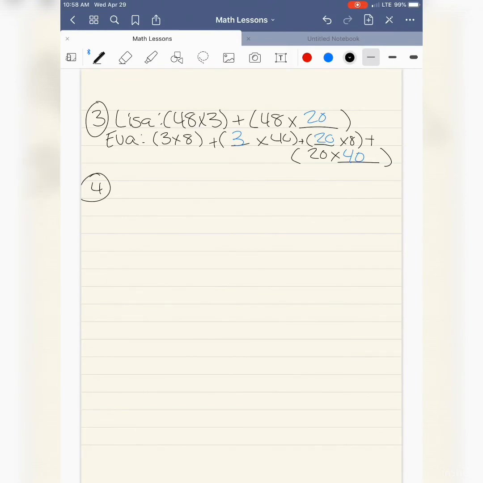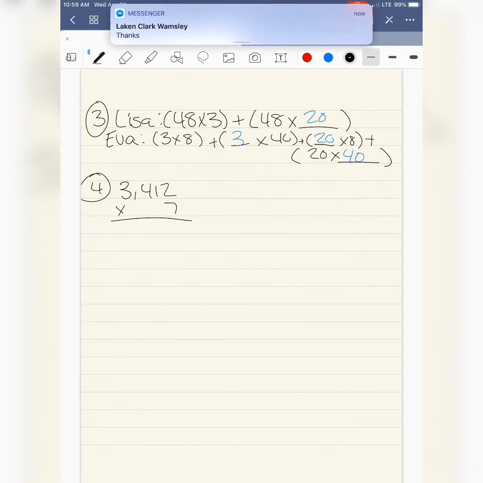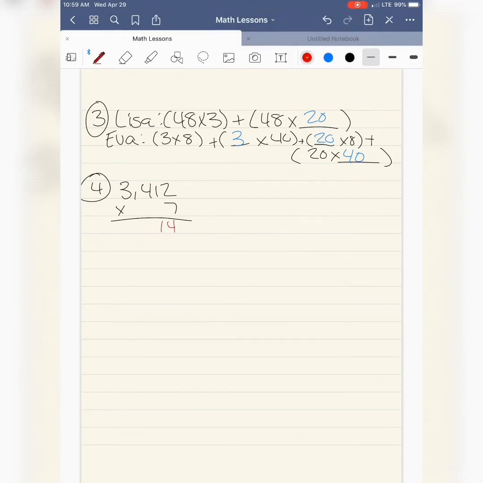It says Cassandra finds 3,412 times 7 using partial products, as shown below. She starts by multiplying the digit in the ones place of 3,412 by the number 7. So when we do partial products, we don't carry. We just write down the number. So if I have 7 times 2, it's 14. 7 times 1, oh, well, it's not 1 because that's actually 10. 7 times 10 is 70 because you have to remember place values. 7 times 400 is 2,800. And 7 times 3,000 is 21,000. So when we add that up, we have 23,884.